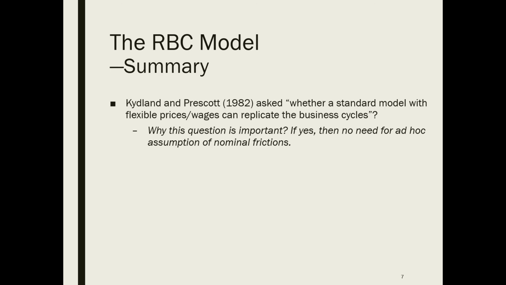An early answer to this fundamental question was offered by the Nobel Prize winners Kydland and Prescott in 1982. Their method is to challenge a pure real business cycle model to replicate the observed data. Their logic was very straightforward. If the pure real business cycle model, or the pure RBC model, can replicate the data, then money is not important, and the ad hoc assumption of nominal friction is not necessary.